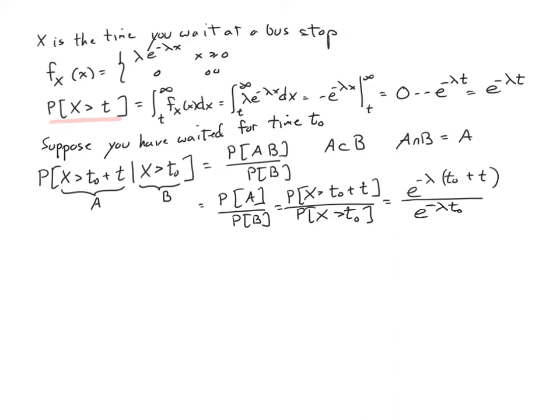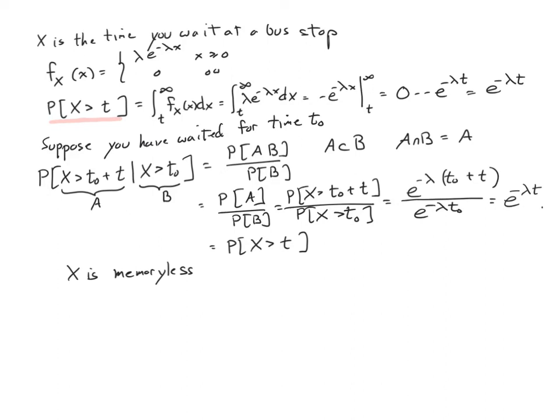So simplifying this, the e to the minus lambda t0 terms cancel, and we get e to the minus lambda t. And what this shows is that the probability x is greater than t0 plus t, given x is greater than t0, is exactly the same as the probability x is greater than t. So this is the idea that x is memoryless. The fact that we have waited for time t0 is irrelevant to how much longer we're going to wait.